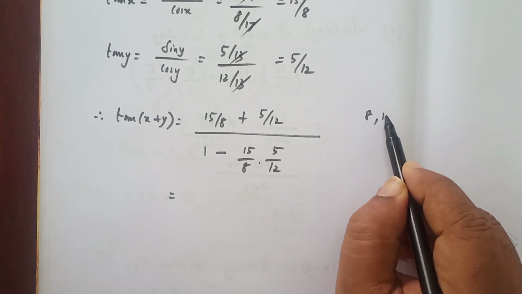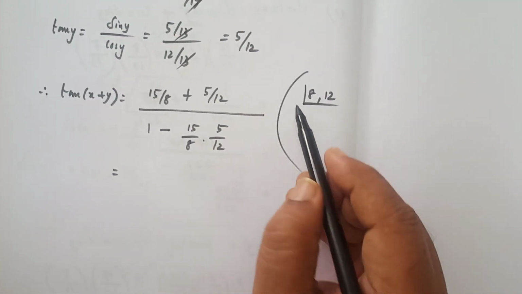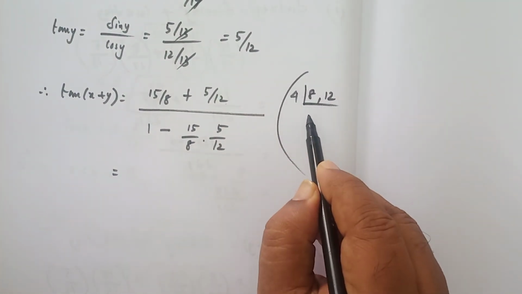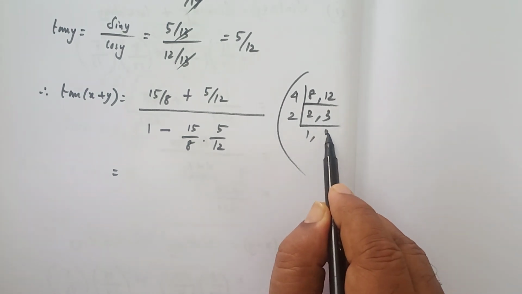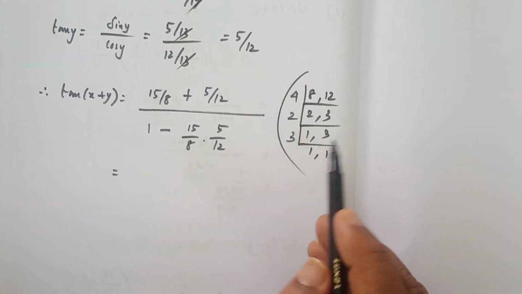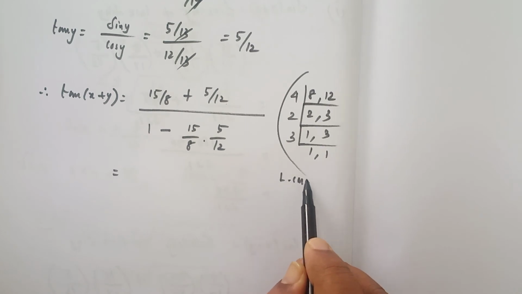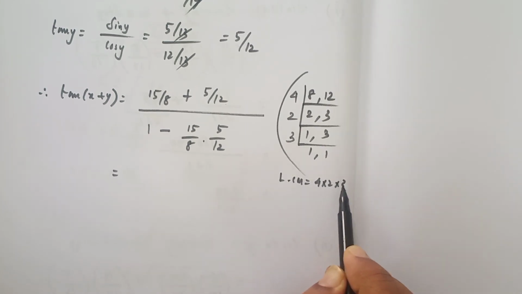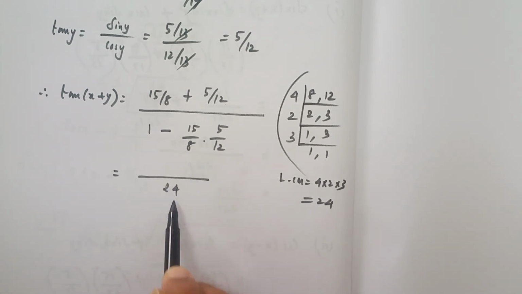8 and 12, LCM can divide by 4 table 2 times, 3 times, by 2 table 1, 3, 3 table 1, 1. 4 2s are 8, 3s are 24. LCM is equal to 4 into 2 into 3, that is equal to 24. So for the numerator, 24 is the LCM.